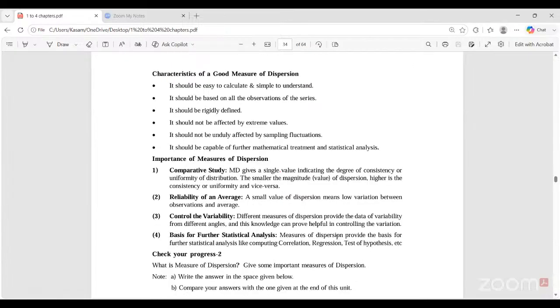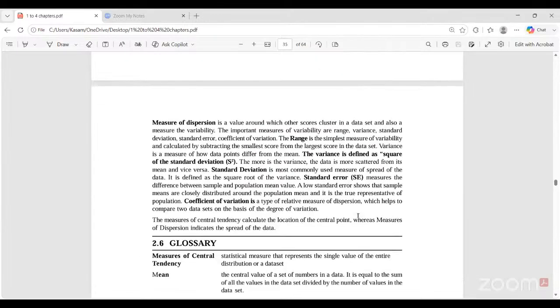Importance of measures of dispersion. Most important is comparative study. Mean deviation gives a single value indicating the degree of consistency or uniformity of distribution. The smaller the magnitude of the dispersion, the higher the consistency or uniformity, and vice versa. A small dispersion value means low variation between observations and the average. Control the variability: different measures of dispersion show the variability of the data from different angles, and this knowledge is helpful in controlling the variation. It is also the basis for statistical analysis, such as correlation, regression and testing of hypothesis.